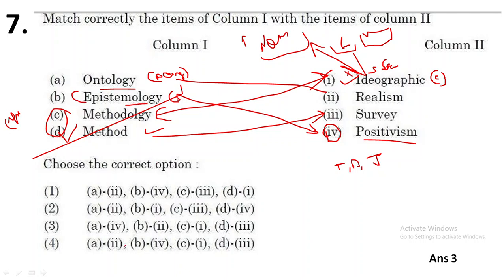So the right answer for the question is option number 3: ontology is about realism, being, what is being. Epistemology is about positivism, that we can create knowledge. It is about truth, belief, and justification of that. Methodology is about the approach while solving the problem, and ideographic is one of them.